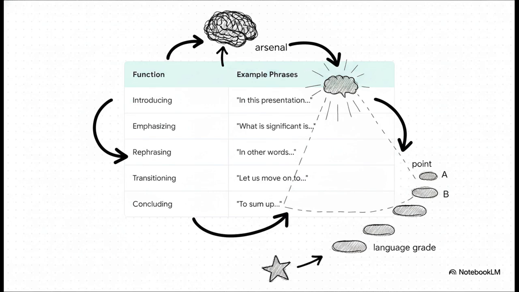Transition smoothly by saying things like, "Let us now move on to the second part." Want to highlight something absolutely crucial? Hit them with, "What is really significant is, this verbal mapping, this sophisticated linking of ideas, is exactly what pushes your language grade up into that elite C1 bracket."